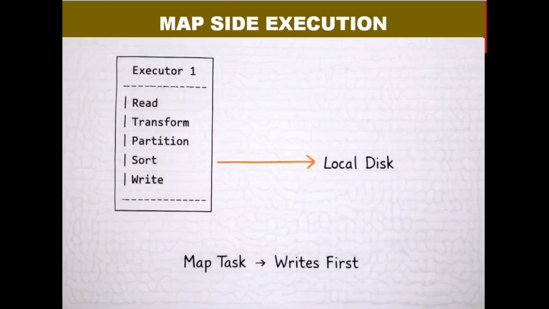Now let's zoom into what happens during the shuffle. Each map task processes its own partition. After applying transformations, Spark prepares the data for redistribution. But here is something very important. Spark does not immediately send data over the network. Instead, it organizes and sorts the data locally first. So then you may ask why. Because reducers expect data grouped by partition and organized properly. So the map side is responsible for preparing shuffle data correctly.